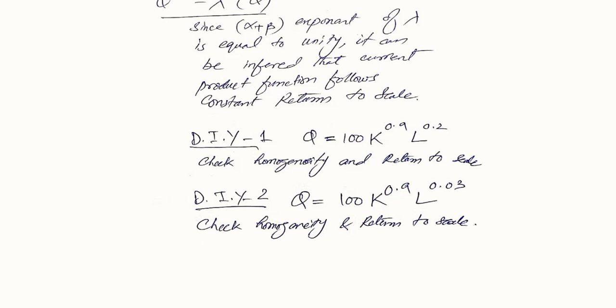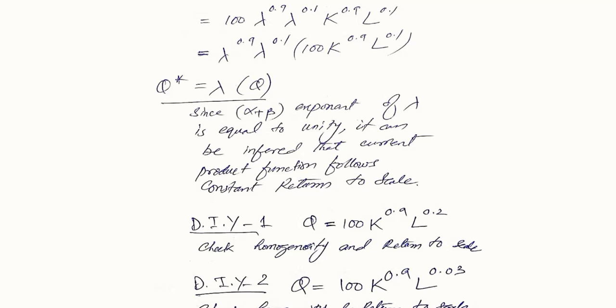What you are required to do is to find out the homogeneity and then interpret the results in the light of returns to scale. This is another question that you can solve, and this is DIY2, and again you can check the homogeneity of it, and also you can explain the economic meaning in terms of returns to scale.